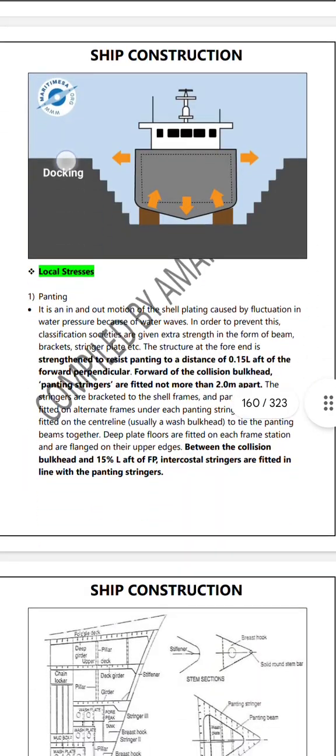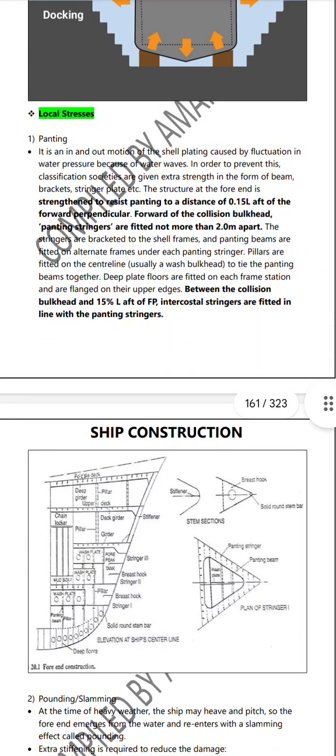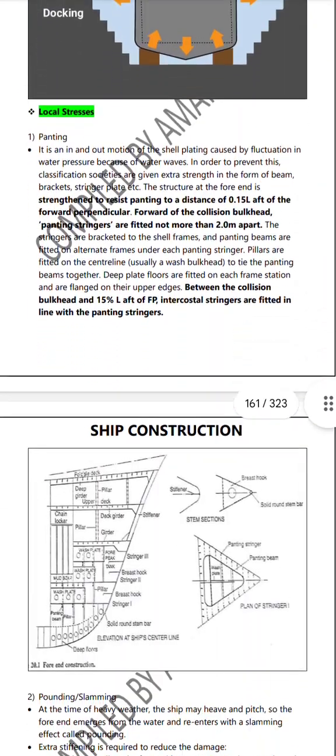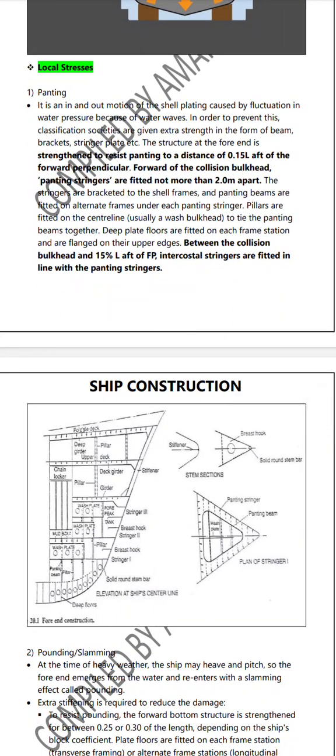Okay. Local stresses. What is panting? So this is all about global stresses, this comes under global stresses. And what are local stresses? Local stresses come under panting, which is a kind of in and out motion of the forward part of the vessel because of the waves hitting the forward part of the vessel, and basically we have a collision bulkhead for that in the forward part.